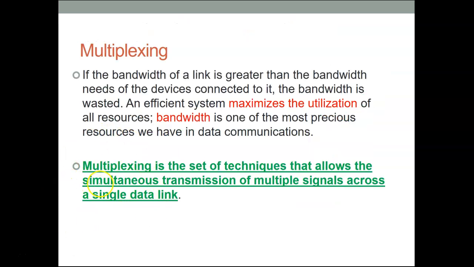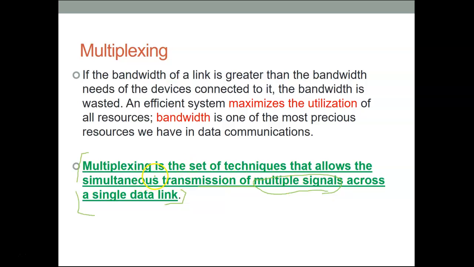So here is the definition. If I ask you to define what multiplexing is, so what's multiplexing? A set of techniques, multiple techniques, that allows the simultaneous transmission of multiple signals across a single data link. So I have one link, and in that one link I send multiple signals from multiple senders.